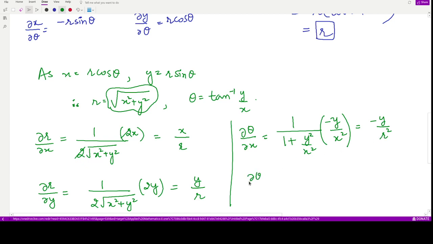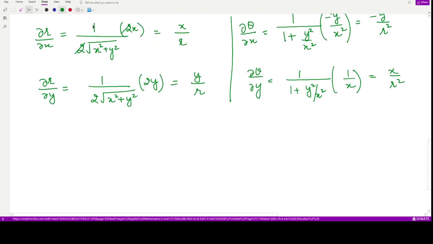And del theta by del y, what would this be? This would again be the derivative for tan inverse first, so it would be 1 divided by 1 plus y square by x square, and then multiplied by 1 by x, the derivative of y by x with respect to y. So this becomes x by r square. So now you have all the quantities.